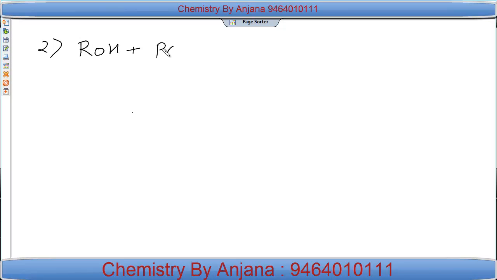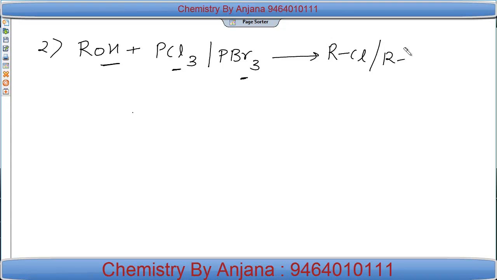them with phosphorus trihalides like PCl3 or PBr3. When we react these with alcohol, a simple nucleophilic substitution reaction occurs. The OH alcoholic group gets replaced by this halogen, maybe Cl or Br, and we get RCl or RBr respectively. And the byproduct in such a reaction, we need to remember byproducts also, is H3PO3.